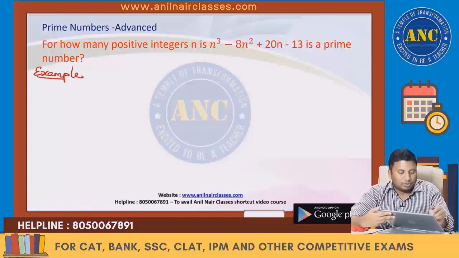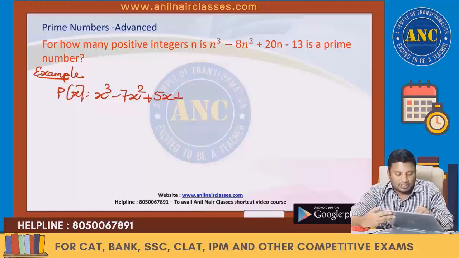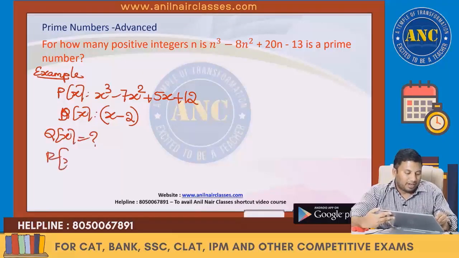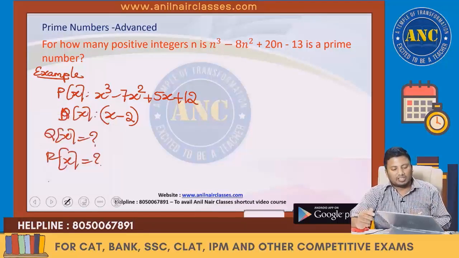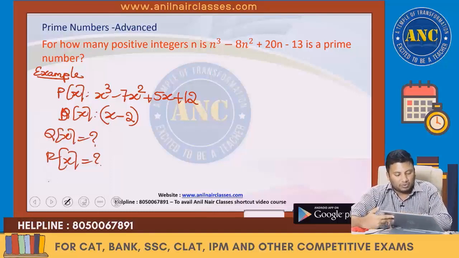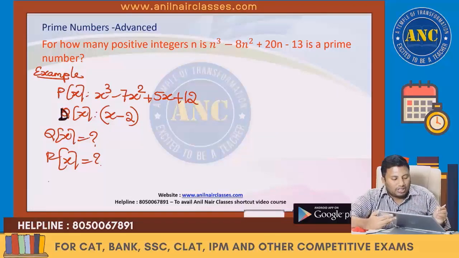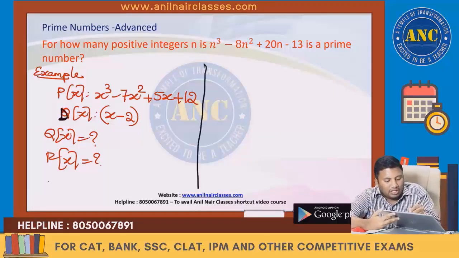Example. P of x is x cube minus 7x square plus 5x plus 12. D of x is x minus 2. Find q of x and r of x, that is, find the quotient and the remainder. P of x is x cube minus 7x square plus 5x plus 12 and the divisor is x minus 2. Find the quotient and the remainder.